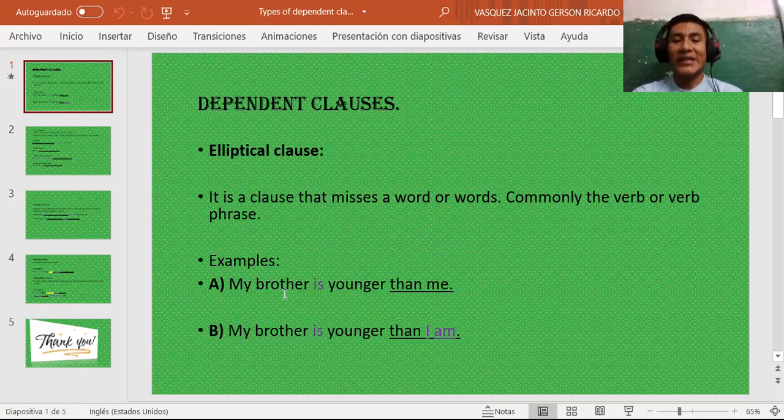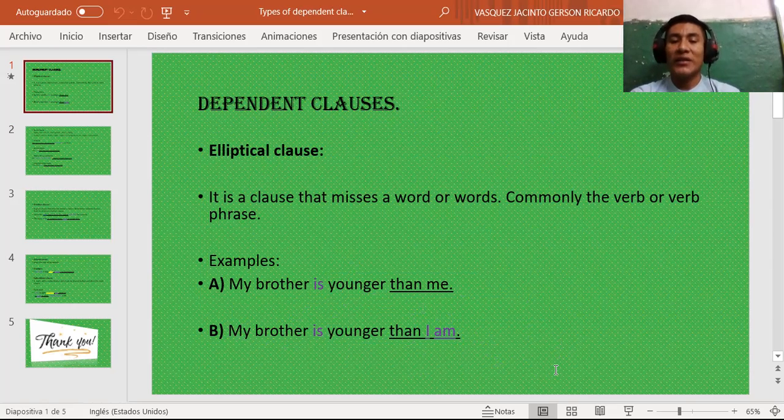For instance, if I say my brother is younger than me, according to different speakers the sentence is okay, because I understand the message and someone might understand my message. But what if we want to learn more about grammar? We need to know that the correct sentence in this case will be my brother is younger than I am. That would be the correct one.